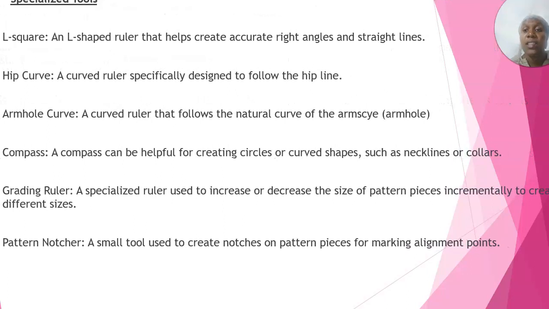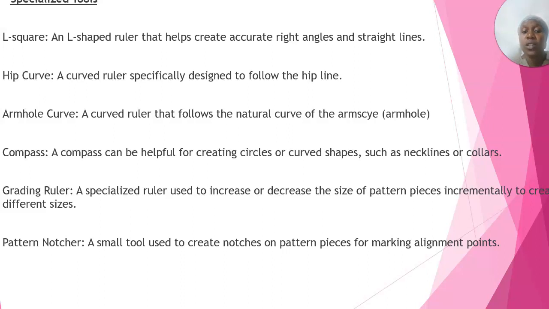Under the essential tools, and now we are talking about the specialized tools. Under the specialized tools, we have the L square, the hip curve, and the armhole curve, that we have said is along your armhole, or the arm cycle. We have the compass that is very helpful to create your circles and curved shapes, especially the necklines and the collars. We have the grading ruler.